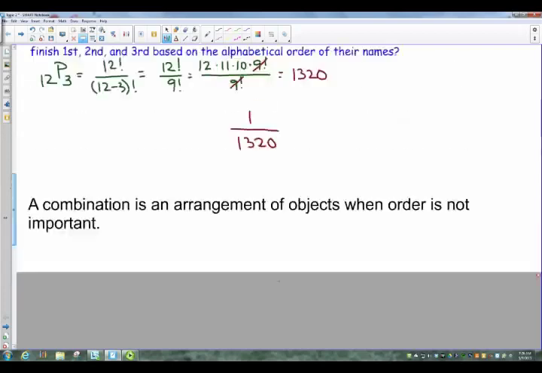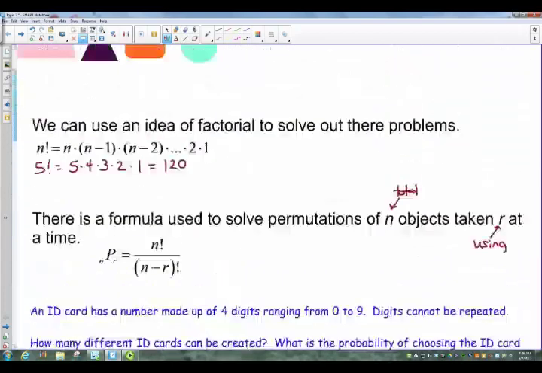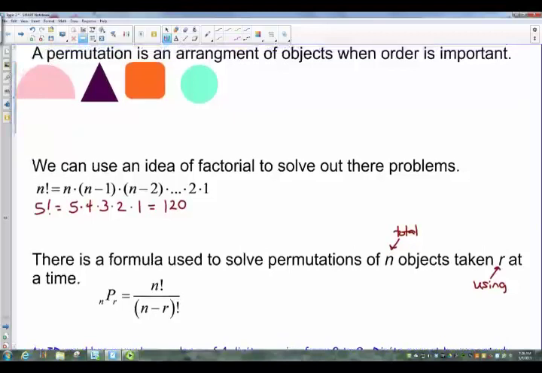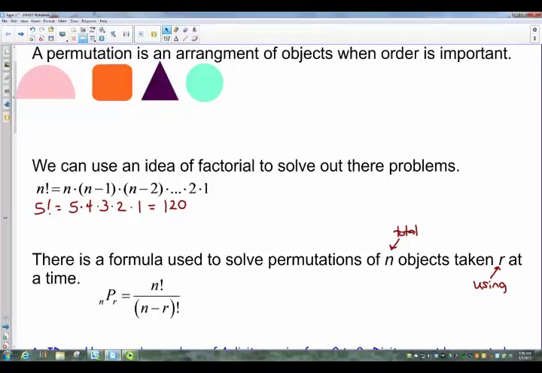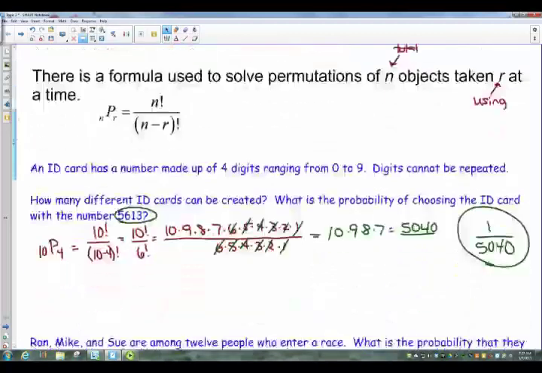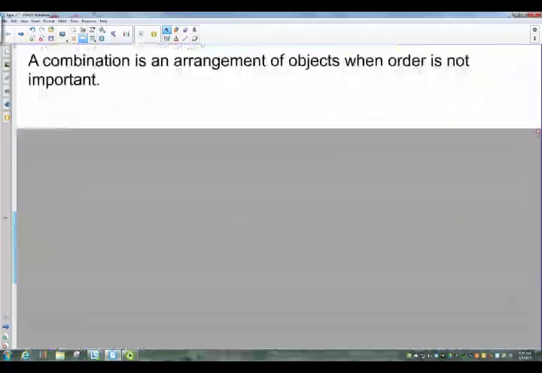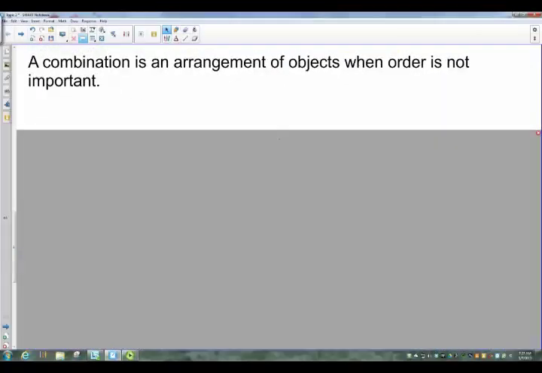If we go back up and look at these figures again, here's one order. If I switch these two, the order has changed, but it's the same 4 objects, so it's not a different order. If I move this one, it's the same 4 objects. It's not different. If I move this one, it's the same 4 objects. It's not different. So if the order is the same or different from what it was, but all the same objects are there, that's considered a combination.